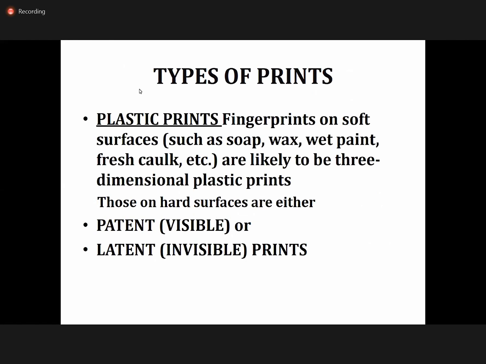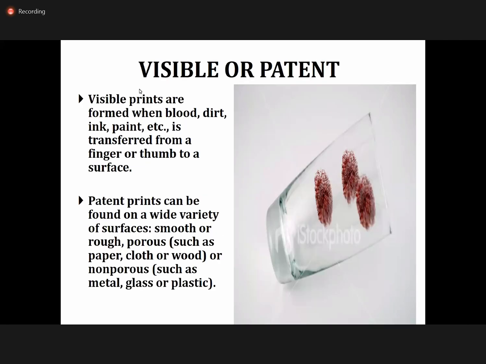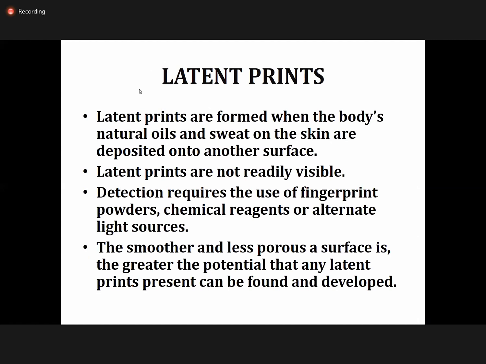So, types of prints. Plastic prints are fingerprints left on soft surfaces such as wax, paint, or chalk. They are likely three-dimensional. On hard surfaces, a print is either patent, which is visible, or latent, which is invisible and can hardly be seen. Visible or patent prints are usually formed from blood, dirt, or paint transferred from the finger or thumb surface. Patent prints can be found on a wide variety of surfaces, smooth, porous such as cloth or wood, or non-porous such as metal, glass, or plastic.